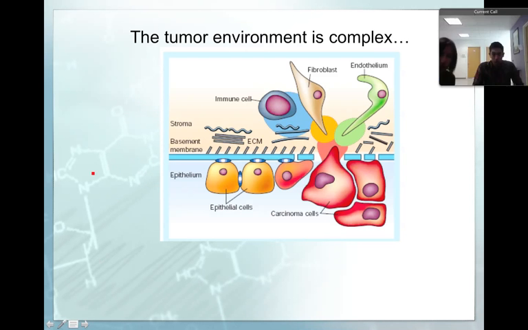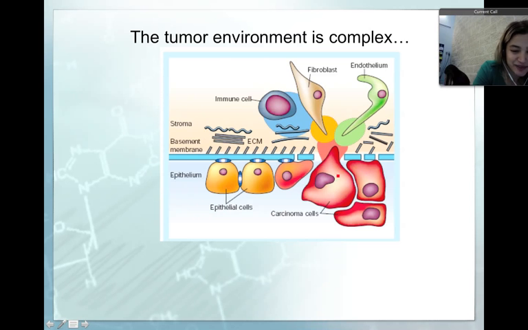So here is an example of a tumor. You have your carcinoma cells. Here they are, the big pink ones, in the bottom. But you have epithelial cells that are not cancer cells. So if you have a tumor in a breast, a lot of the cells are normal.